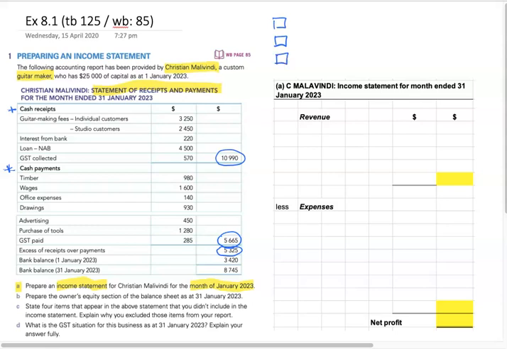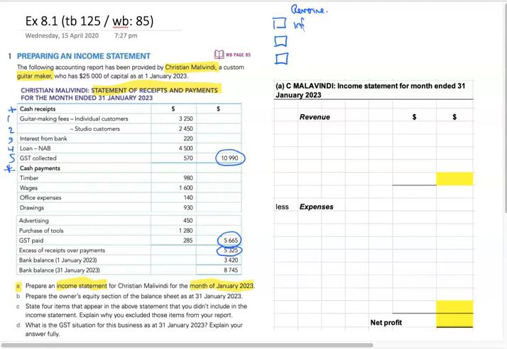So we're going to go through the process of looking at these 4, or in fact 5 cash receipts, and I'll number them so it's really clear. 1, 2, 3, 4, and 5. We're going to go through and see, do they meet the 3 requirements? What are the 3 requirements for revenue?